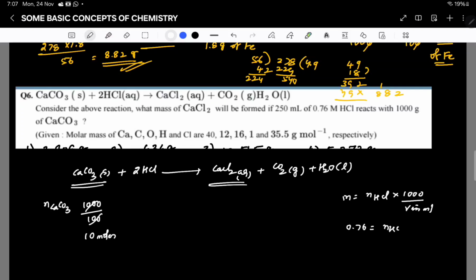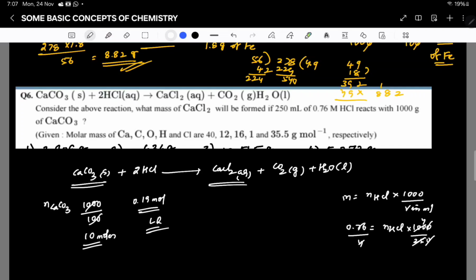Molarity is given, student, as 0.76. Number of moles of HCl into 1000 divided by 250. 0 gets cancelled, 25 1s are 25, 25 4s are 100. So then divided by 4, student. So this will be 0.19 mole. Now as per the given data, here we have 10 moles, here we have 0.19 mole. So HCl is completely consumed, so we will apply the limiting reagent concept.